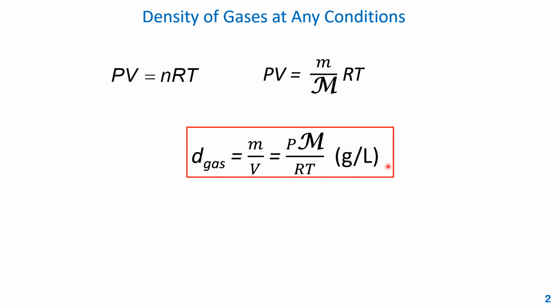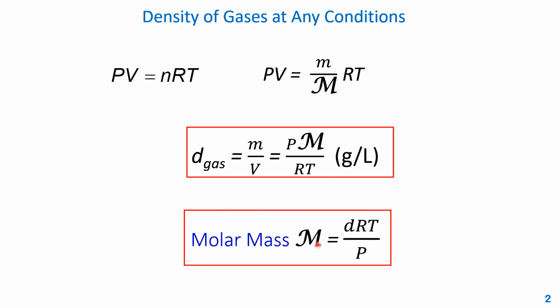And also, based on this formula, if you do another rearrangement, you can calculate the molar mass. So molar mass will be density times R times T divided by P, where P is pressure. So using these two formulas, we can calculate density, and we can also calculate the molar mass if you know the density. Okay, I'll give you some examples here.